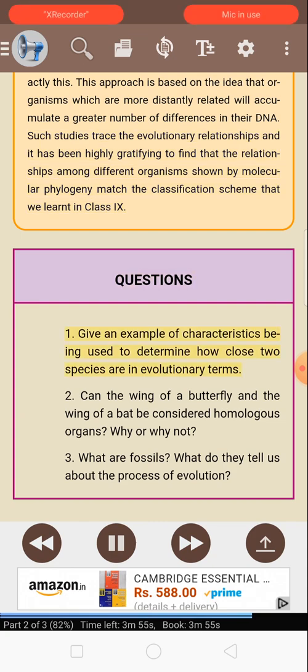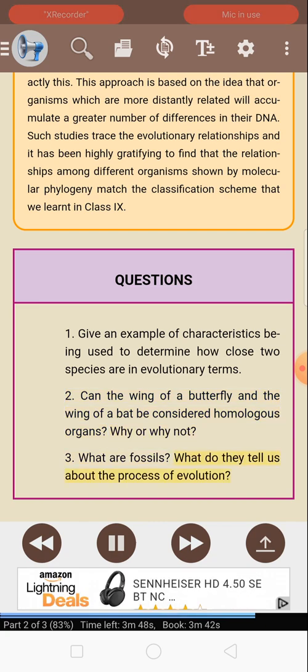Questions. 1. Give an example of characteristics being used to determine how close two species are in evolutionary terms. 2. Can the wing of a butterfly and the wing of a bat be considered homologous organs? Why or why not? 3. What are fossils? What do they tell us about the process of evolution?